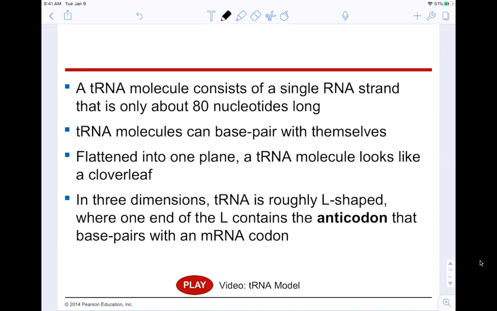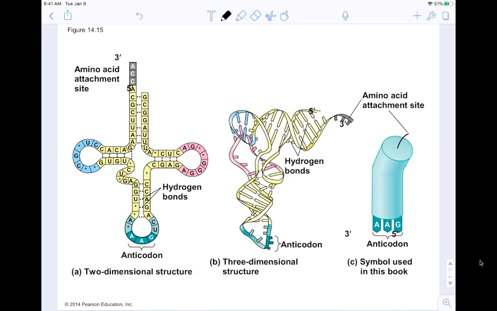Okay, so a tRNA molecule consists of a single RNA strand that's about 80 nucleotides long. tRNA molecules can base pair with themselves. Flattened out, they kind of look like a little clover. They have like 3 little regions and a tail. In 3 dimensions, they look like an L shape. One end of the L contains the anticodon, and the other contains our amino acid that it's bringing in, because that's its job. So here are our pictures: a little clover in 2 dimensions, and in 3 dimensions it looks like an L. Again, you have your anticodon and your amino acid attachment site, so you will have a little amino acid hanging off there. Okay, that's what they look like.